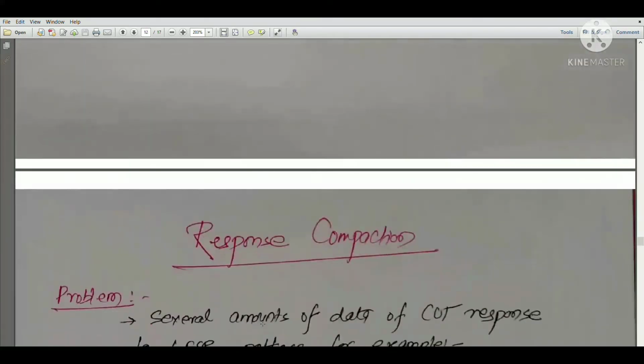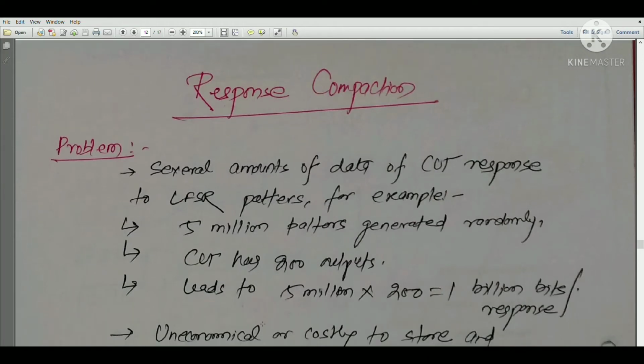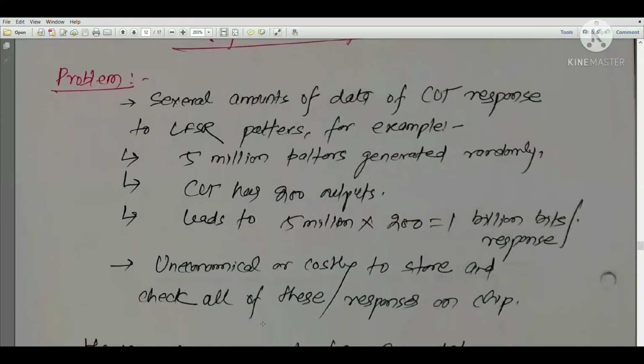Okay. Now the response compaction. Till now we have discussed about the test pattern generation. Okay. Now we will be discussing about the response compaction. What is the problem? First discuss what is the problem or the motivation of having the response compaction. We are compacting the response. Why we are doing this?